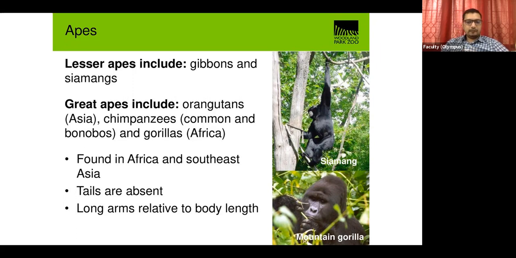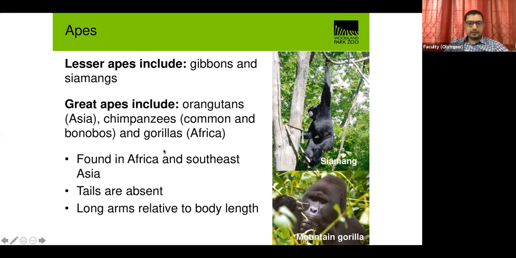They are found in Africa and Southeast Asia. Sometimes they even use the word African apes. When they say African apes, they're talking about gorillas, chimpanzees, bonobos, etc. Orangutans are more Asian apes. So geographically also, gibbons and orangutans are Asian versions of apes, whereas gorillas, chimpanzees, bonobos are African apes.